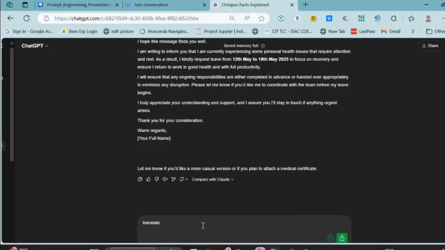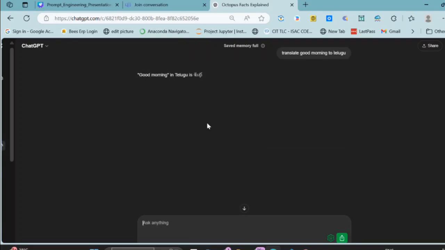Translate good morning to Spanish, or we can mention Telugu. Translate good morning to Telugu. Good morning in Telugu is Shubhodayam, pronounced Shubhodayam. So just check here. Did we provide any instruction or any examples to the AI? Respond in the chat box. Did we provide any instructions or any inputs or any examples to the AI or ChatGPT? No. This is zero shot prompting.